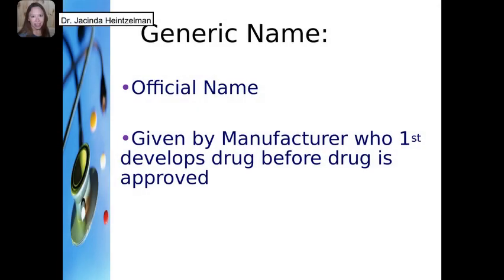The generic name, it really is the official name, and this is going to be given by the manufacturer who first develops the drug before the drug is approved by the FDA. We're going to talk a little bit more about that.